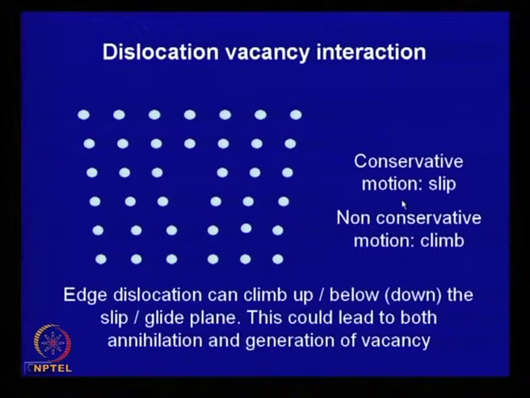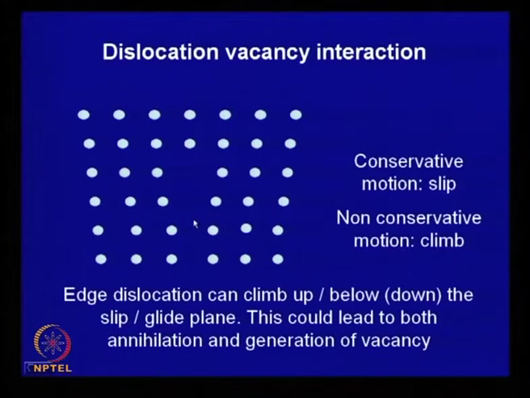We explained it with respect to edge dislocation. Edge dislocation is associated with an extra plane of atoms, and beneath the plane you have a lot of vacant space. So, it is only edge dislocation that can climb. Screw dislocation cannot climb, but screw dislocation has multiple slip planes, whereas edge dislocation has a specific slip plane. And this dislocation and vacancy interaction is quite important.